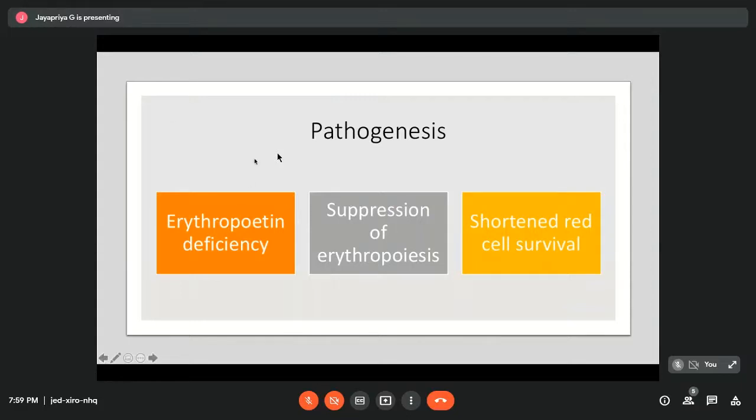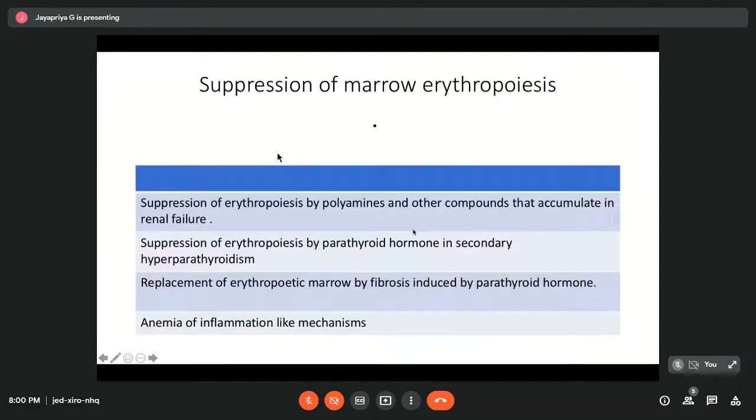But even more important, or even more significant, in the development of anemia of chronic disease is the erythropoietin deficiency, because we know that the kidney is the major site of erythropoietin production. So when the kidney fails, the erythropoietin production will also be reduced. In addition to that, there will be suppression of erythropoiesis and a reduced red cell survival.